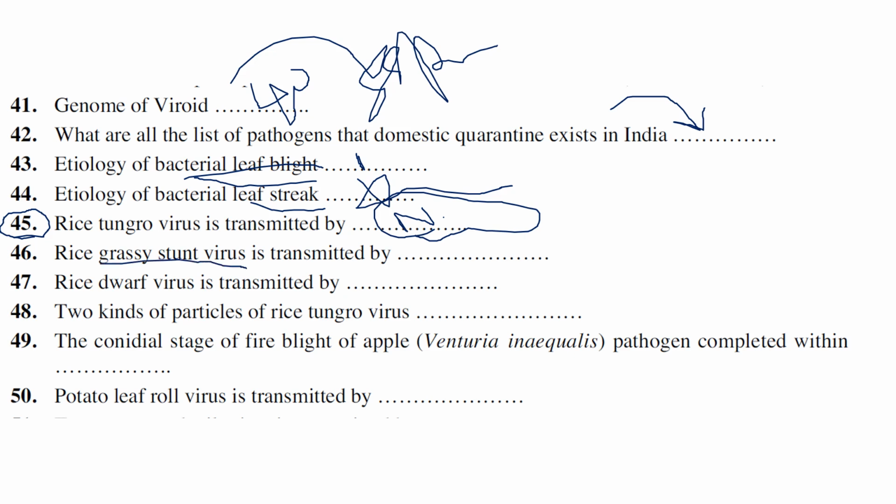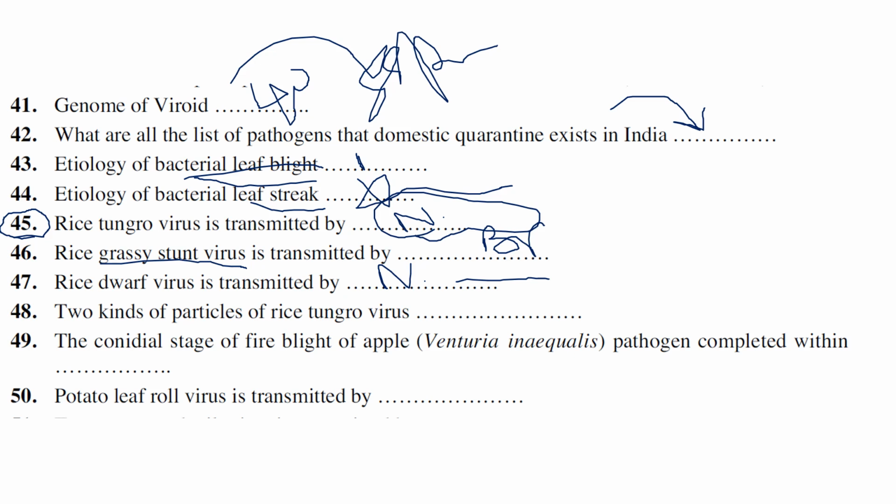Rice grassy stunt virus is transmitted by, they are asking. Grassy stunt virus is transmitted by BPH, brown planthopper, Nilaparvata lugens. Rice dwarf virus is transmitted again by leafhoppers, Nephotettix nigropictus and Recilia dorsalis. So these are the kinds of diseases we can see in rice.